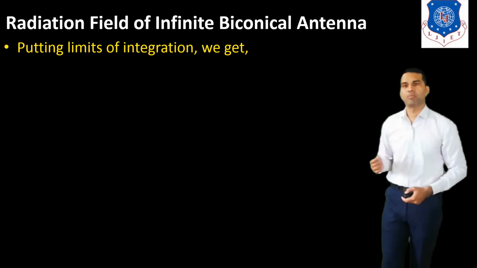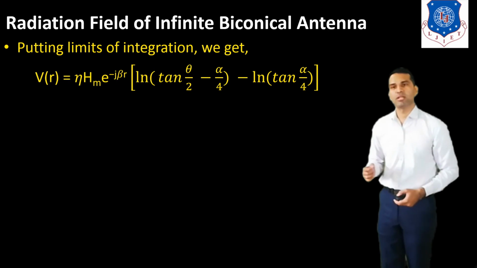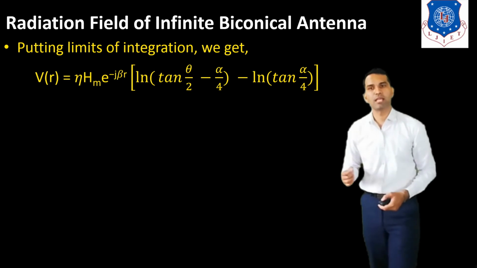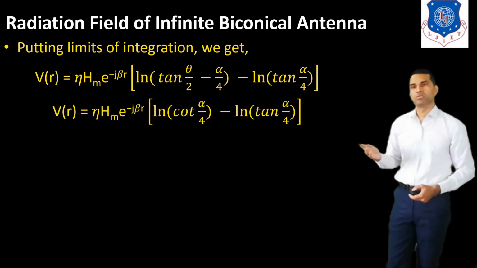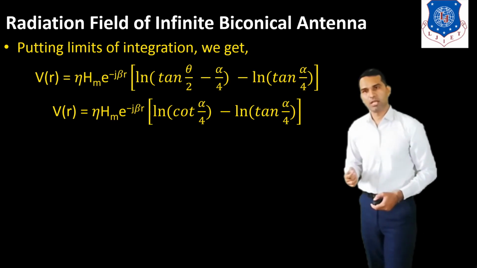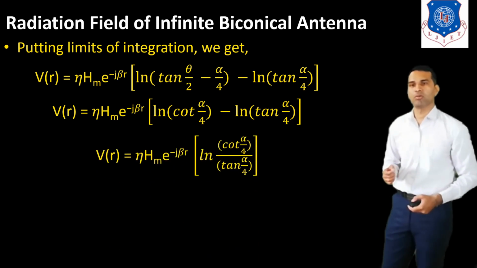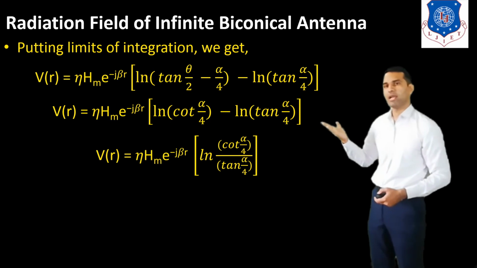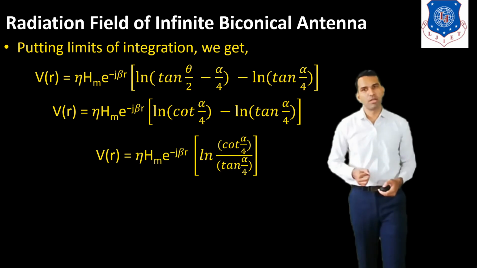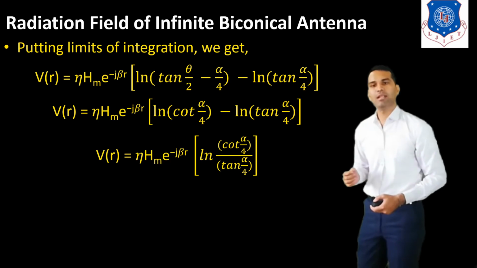Now we put in the limits of the integration. So we get V(r) equals eta Hm e raised to minus j beta r times ln tan theta by 2, evaluated from alpha by 4 to pi minus alpha by 4, that is ln cot alpha by 4 minus ln tan alpha by 4. Using the logarithmic property, this is eta Hm e raised to minus j beta r into ln of cot alpha by 4 upon tan alpha by 4.